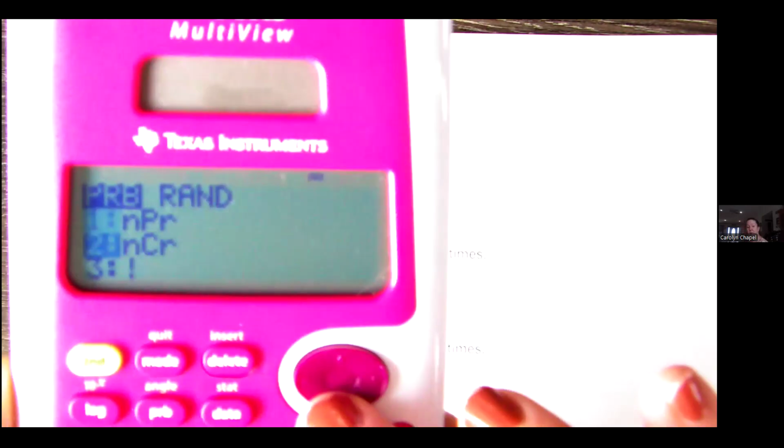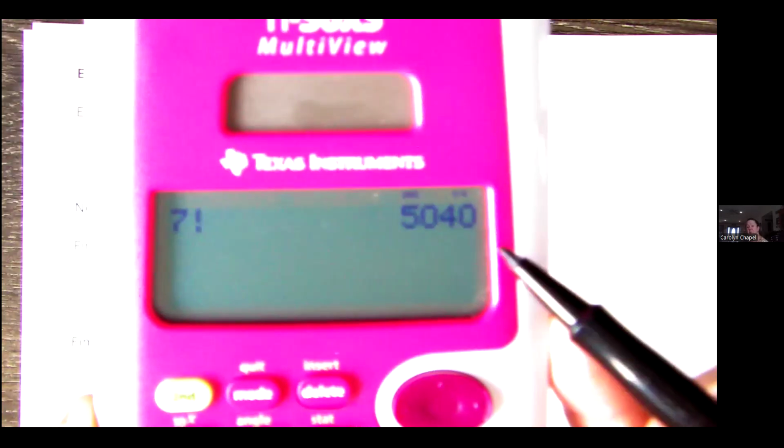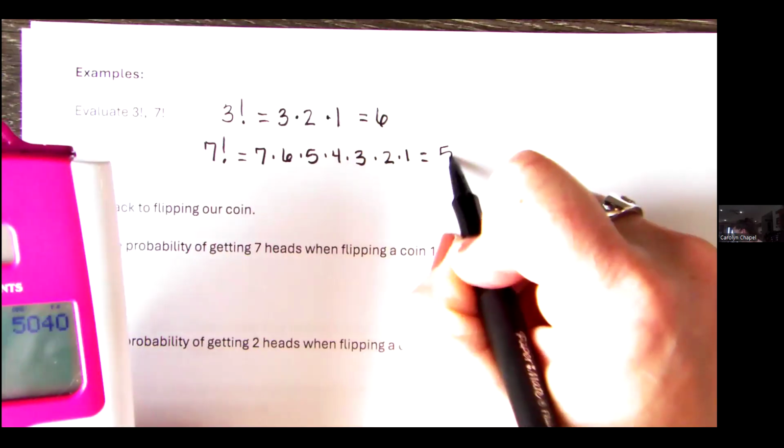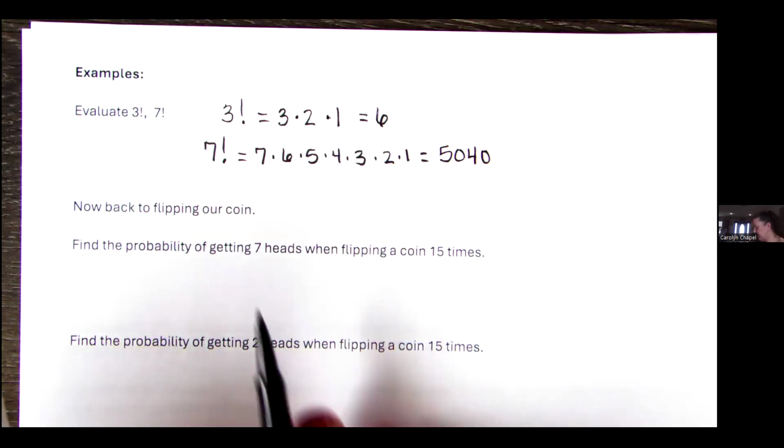So I'm going to go under the probability menu, and I can either arrow down or just type in the number 3, and you'll see that exclamation point show up. Then you hit your enter button and you get the number 5040. So 5040. Okay.